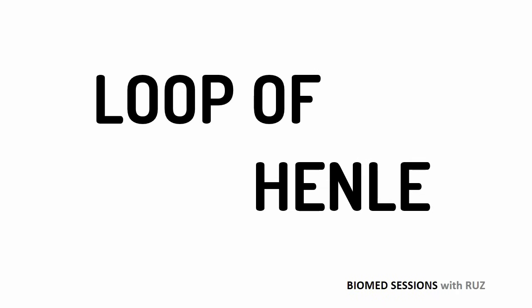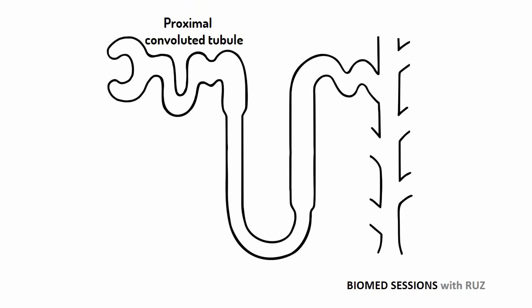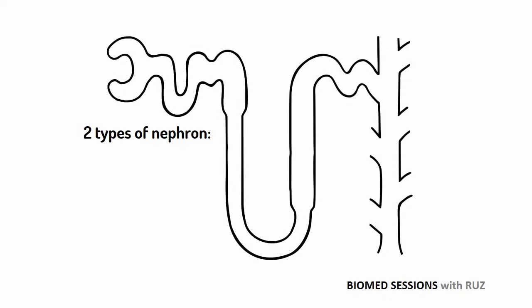Today we're going to be discussing the Loop of Henle and the way it helps to concentrate urine in the kidneys. The Loop of Henle is found between the proximal convoluted tubule and the distal convoluted tubule in the nephron. There are actually two types of nephron in the kidney, cortical and juxtamedullary. This happens to be a juxtamedullary nephron because of its long loop of Henle and the fact that it dips down into the medulla of the kidney. This type is well suited to the role of helping to concentrate urine.